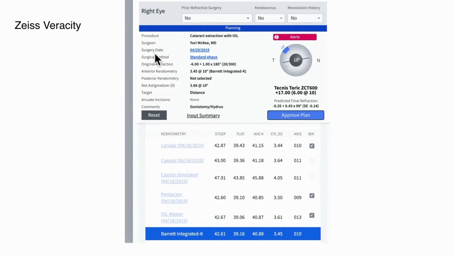Now, I do this on every eye, whether it's a toric or not. And how do I do this? Because there's too much room for transposition and transcription errors. I'm using Veracity. It automatically brings in all this data with no errors. With 3 clicks, I choose which 3 machines I want to use. It immediately gives me the integrated K solution and then puts it into the formula and tells me exactly the toric solution.